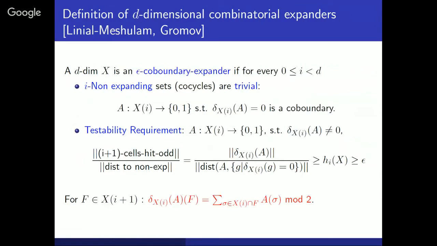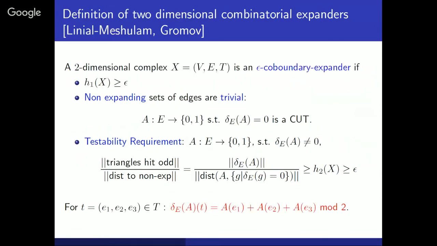I don't want to go into it, but if you get the idea, then in higher dimension you want triangles to expand with respect to pyramids, and pyramids to expand with respect to the next level, etc., etc. So roughly this is the definition. This is what we mean by high-dimensional expander. Now the non-expanding sets, which were trivial in the one-dimensional case, are not so trivial anymore, and this makes things a little bit complicated.